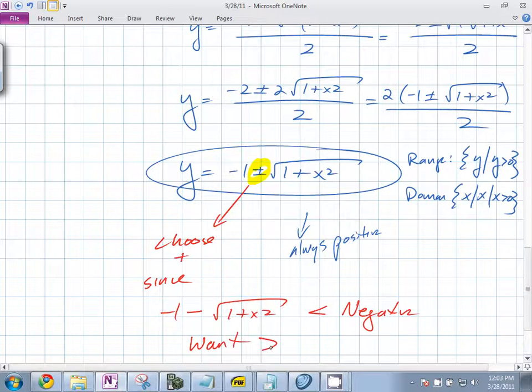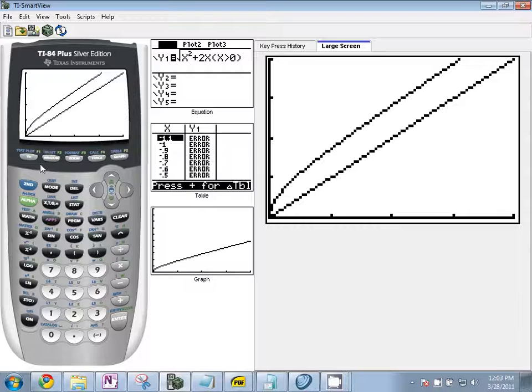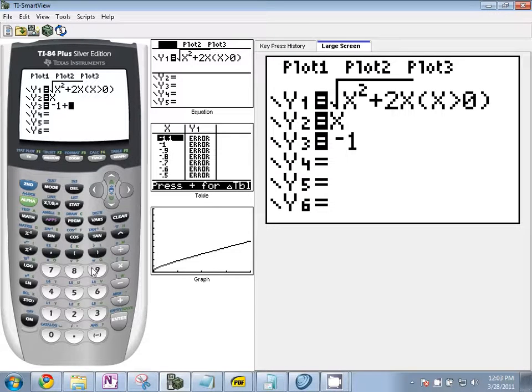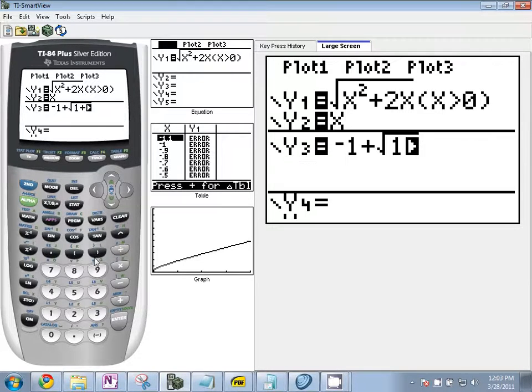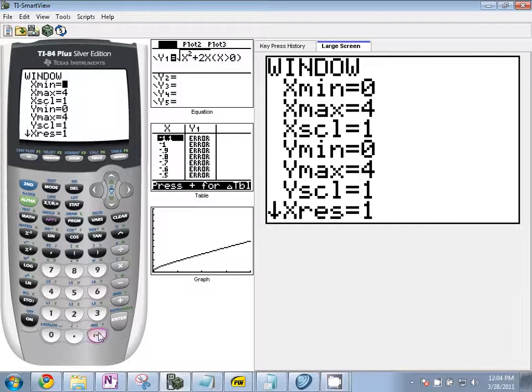So our inverse is therefore going to be, what do we think our inverse is? Negative 1, yep. Exactly. So that's what we think it is. How can we check that visually? We can graph it. So we think it's going to be negative 1 plus the square root of 1 plus x squared. Does that match? Sure looks like it.